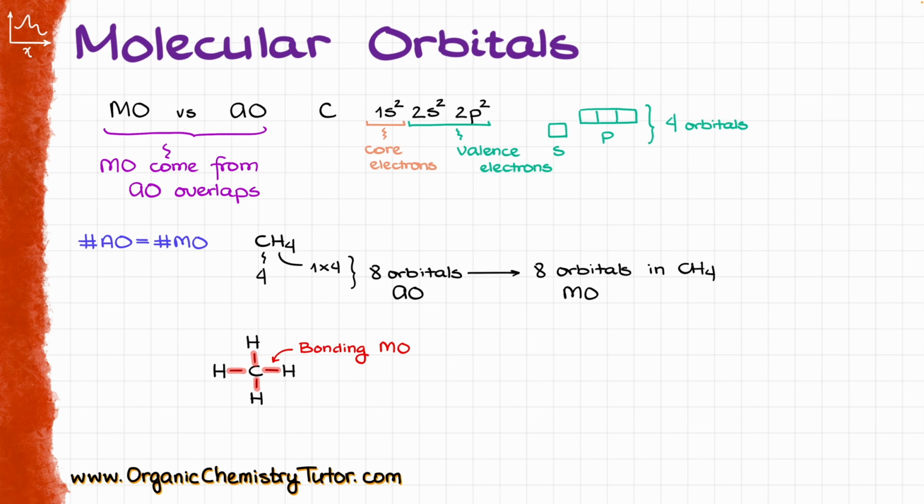What about the other 4? Because we know that we need to have 8 orbitals combined, and so far I'm only seeing 4. Well, the other 4 are what we refer to as anti-bonding orbitals. Normally, we do not show anti-bonding orbitals in any way or form, and those orbitals are going to be empty. In other words, they are not going to have any electrons on them.